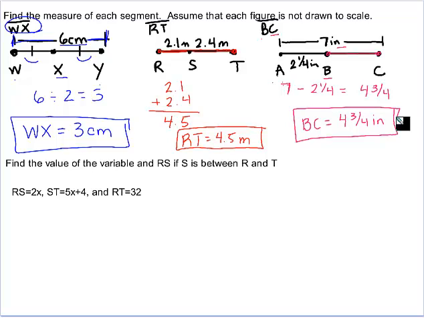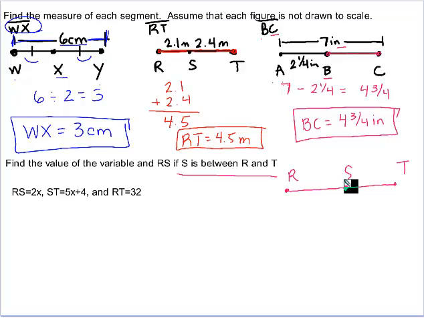Now, we won't always be given a diagram like we had been for those examples. So the next one does not have a diagram. We want to just find the value of the variable and RS if S is between R and T. Well, right here, this tells us how to draw our diagram out. It says S is in between R and T. So here's R, here's T, S is in between there. Okay, so there I have my diagram drawn correctly.